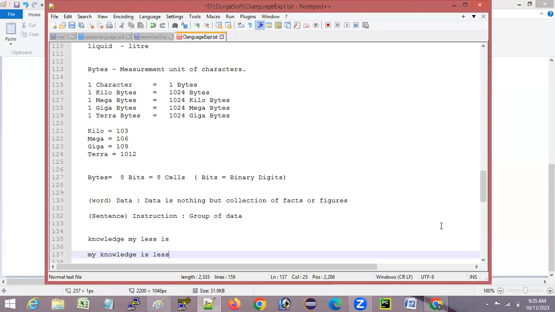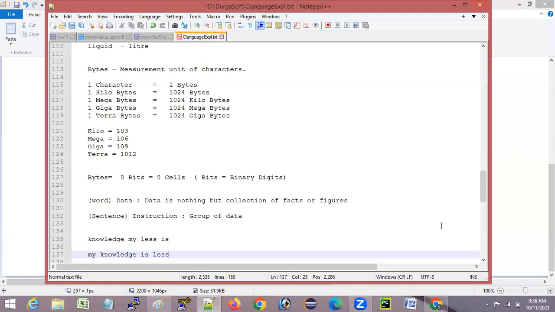While writing an instruction, you have to take care about whatever you have written, whether it is correct or not. You have to go through it once again, then execute it, because a number of instructions become a program. A number of data is nothing but an instruction. That's why in the previous class I also said, what is data? Data is nothing but a collection of facts or figures.